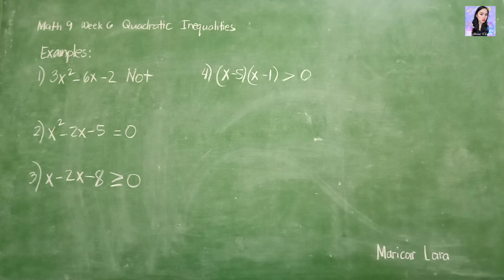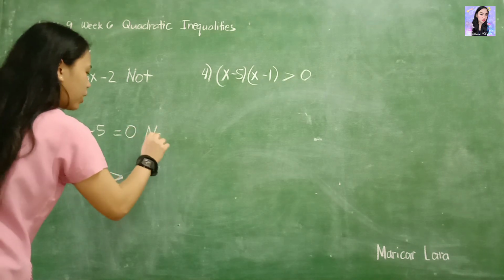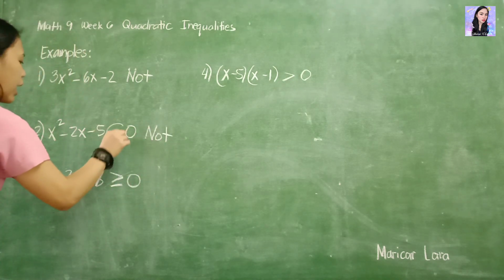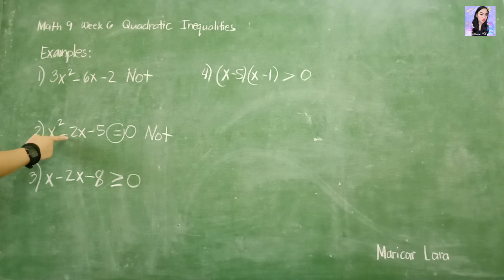Next, number 2, we have x squared minus 2x minus 5 equals 0. So this is not inequality kasi ang ginamit na symbol ay equal sign. So ang tawag sa kanya ay quadratic equation, hindi inequality.